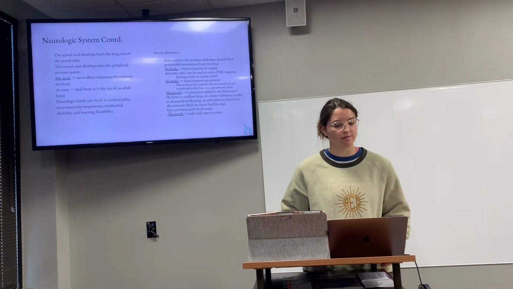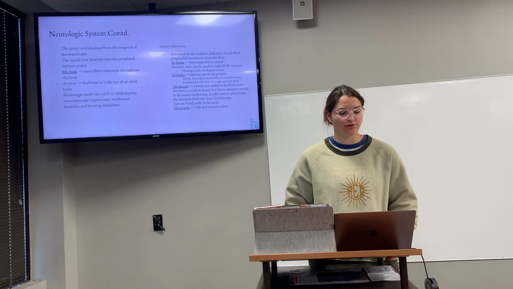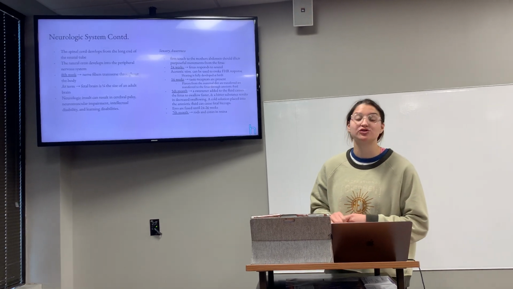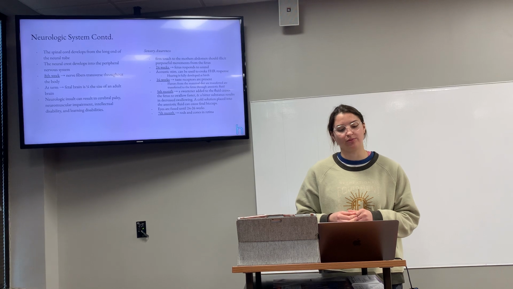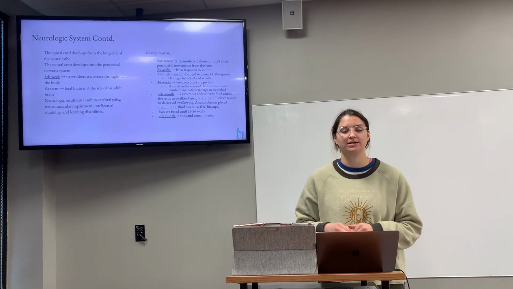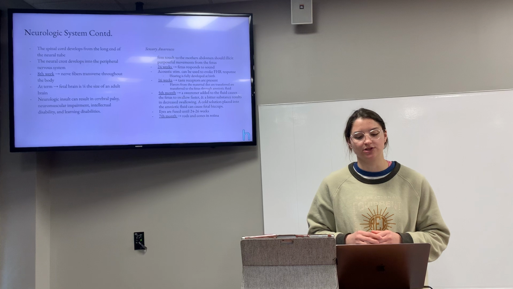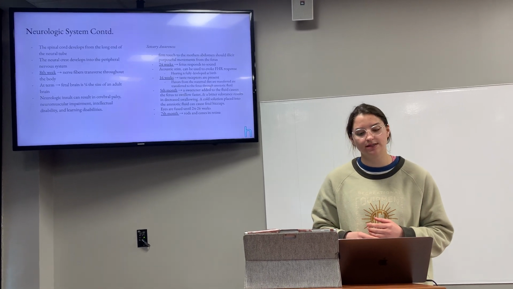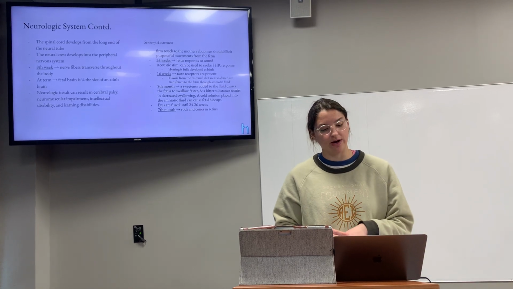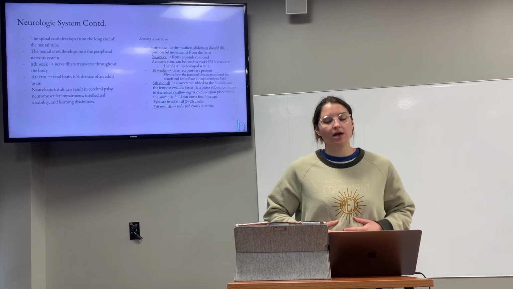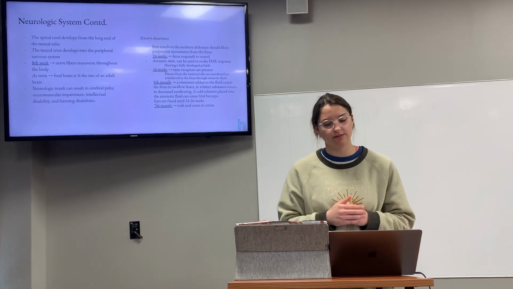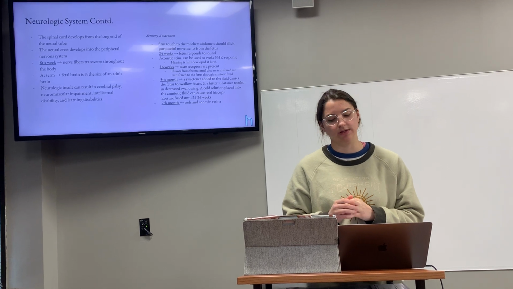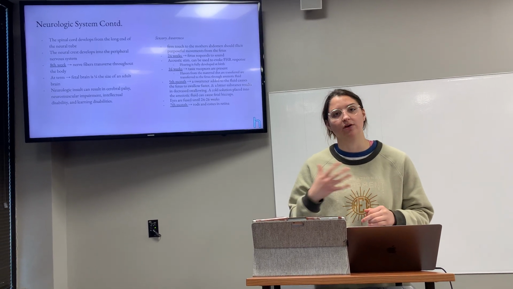The spinal cord develops from the long end of the neural tube, and the neural crest develops into the peripheral nervous system. By the 8th week, nerve fibers traverse throughout the whole body. At term, the fetal brain is 1/4 of the size of an adult brain, so it's really tiny. Neurologic insult can result in cerebral palsy, neuromuscular impairment, intellectual disability, and learning disabilities. So the sensory awareness of the fetus: firm touch to the mother's abdomen should elicit movements from the fetus. By 24 weeks, the fetus responds to sounds. We learned a little bit about acoustic stimulation and how it should evoke a fetal heart rate response.